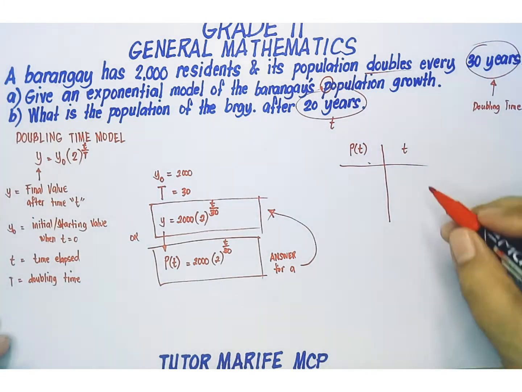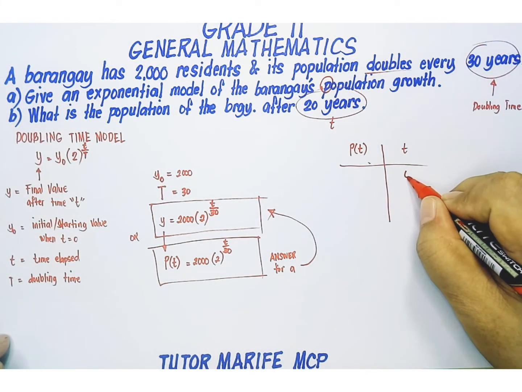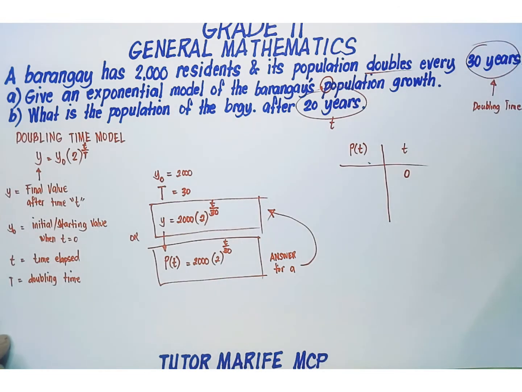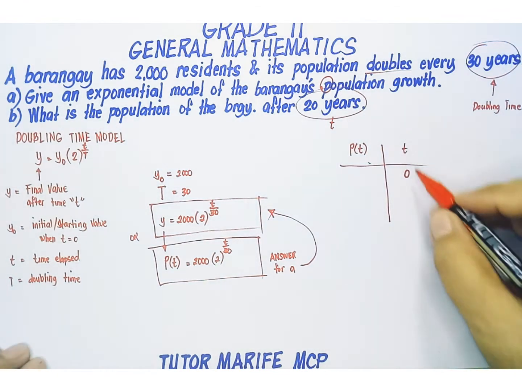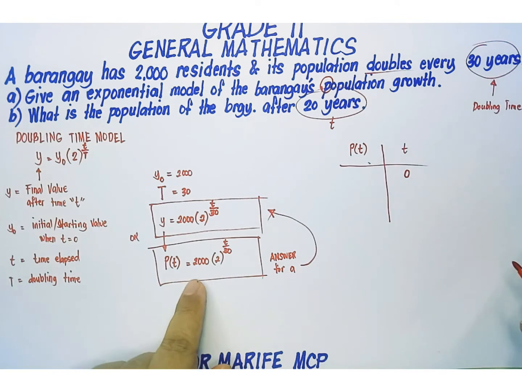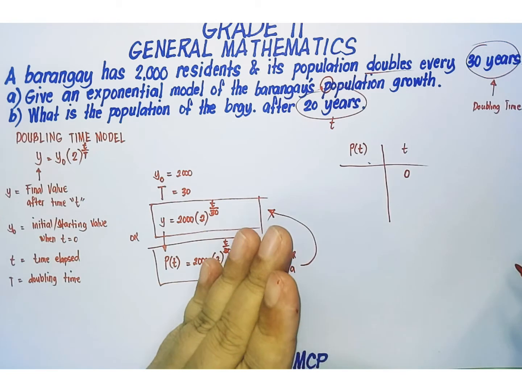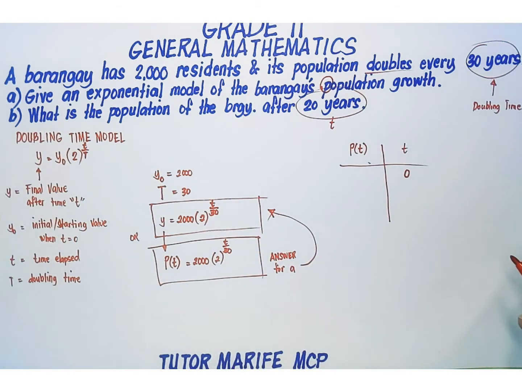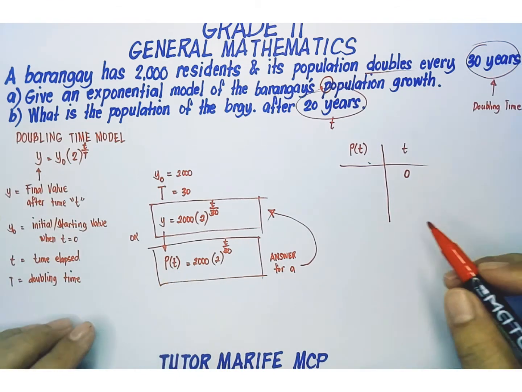Okay. When time is 0, that means measuring of population growth has not yet started. So, it's your starting time. Your time is 0. I-validate ko kung tama nga ba yung nakuhang model by substituting some values of t na magbibigay ng madaling makakuha, makapag-compute even without a calculator.